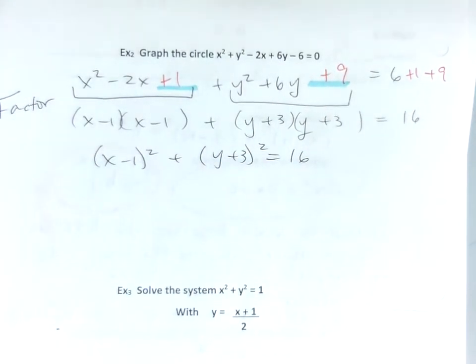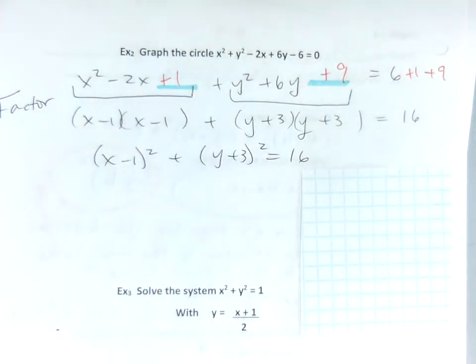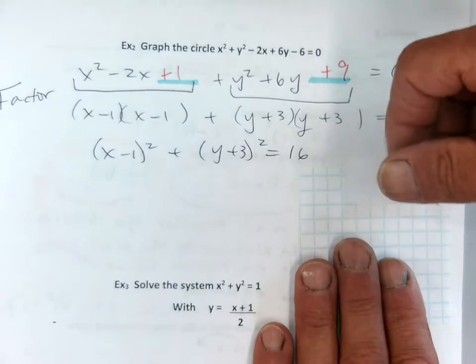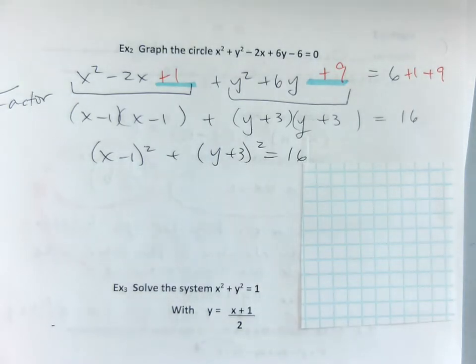So I'm going to get out a piece of graph paper, and I'm going to put my graph down. Okay, get my graph paper out. Get a ruler.